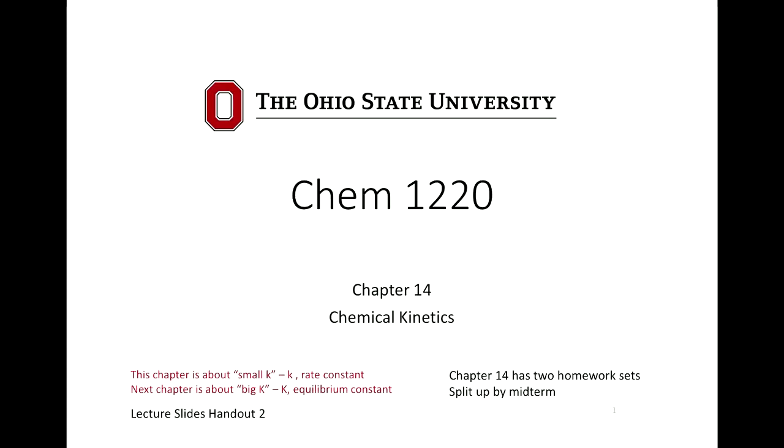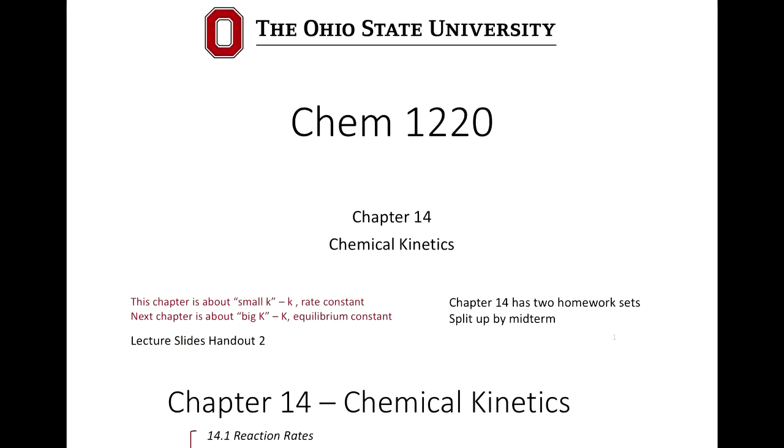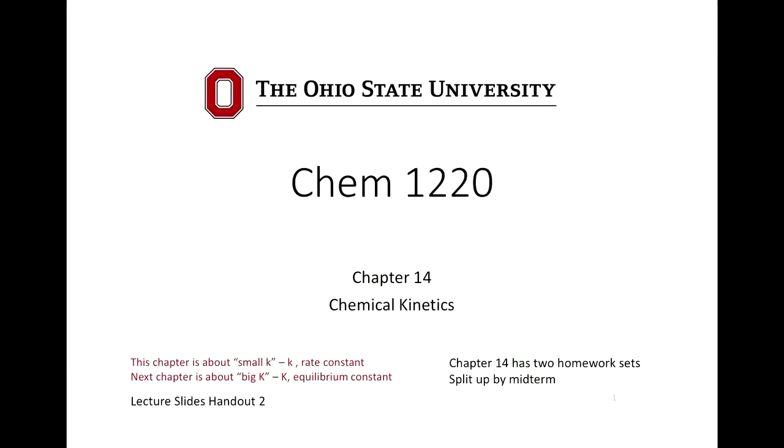Okay, so we are going to move on to chapter 14. All right, so grab those slides. And we'll start. Okay, so this is the beginning of K. We're going to talk about K for a long time. We're going to talk about 2 different Ks. So in this chapter, we're going to talk about small k, baby K, little k. This is the rate constant. Next chapter, we're going to talk about big K, which is the equilibrium constant.